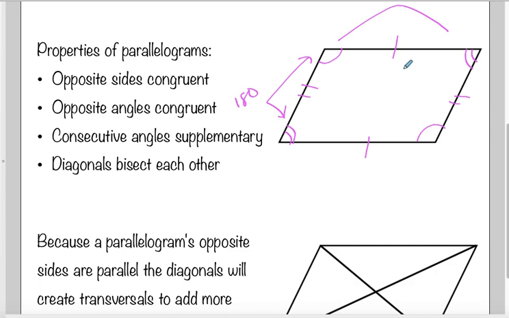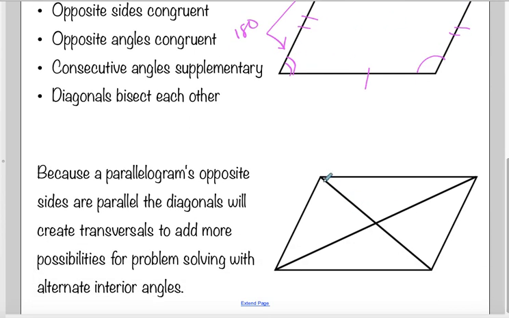And it's hard to mark the diagonals with all of this other information, so I'm going to use the next picture for that. So here are the diagonals, which bisecting each other means that this one is split equally where it's crossed by the other. And this one is also split equally, meaning that where those diagonals are intersecting is the midpoint of each diagonal. Because parallelograms' opposite sides are parallel, the diagonals will also create transversals, and this will add more possibilities for problem solving with alternate interior angles.